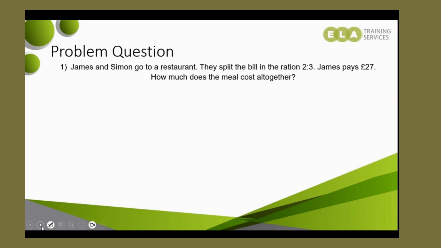So, problem question for us. James and Simon go to a restaurant. They split the bill in the ratio 2:3. James pays £27. How much does the meal cost altogether? So whatever we do, we must always write the ratio first. So we do 2:3 and the letters underneath. So we know James is 2 parts and Simon is 3 parts, because that's how it's written in the question. So James is first, 2 is first. Simon second, 3 second.